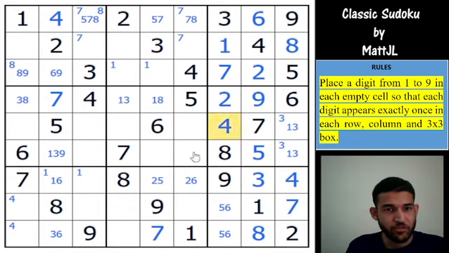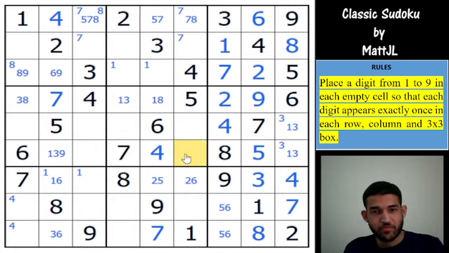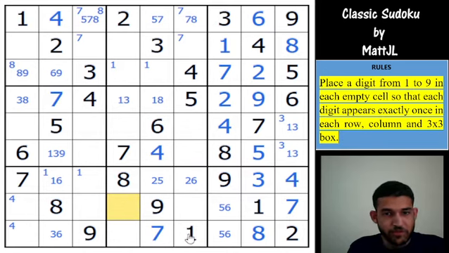4 is in row 4, row 5. So 4 goes in one of these two cells, and that gets immediately forced here. So this has to be a 4, and 4 goes in one of these two cells, corner pencil mark. And now 1 7 9 4 and 8. So this has to be 2 3 6, right? 5 is also ruled out. So this is 2 3 6.